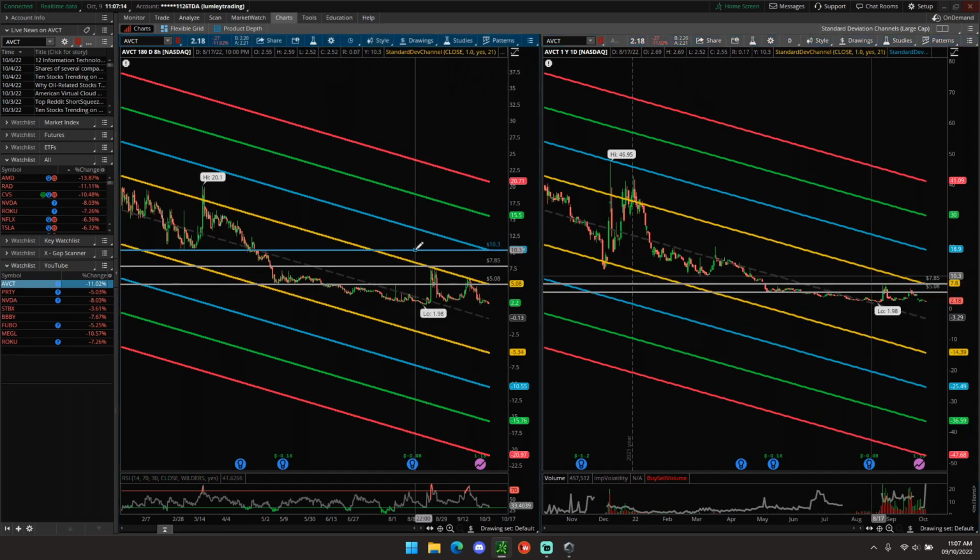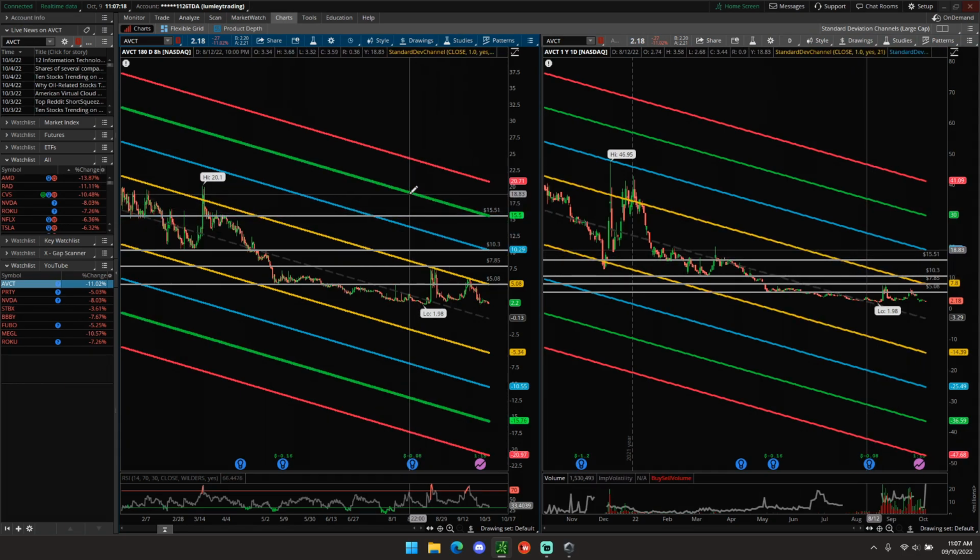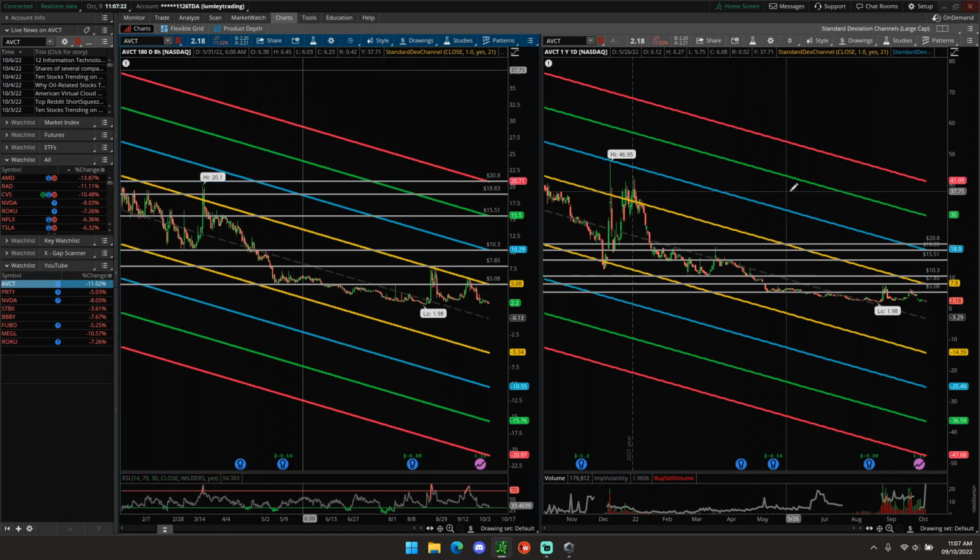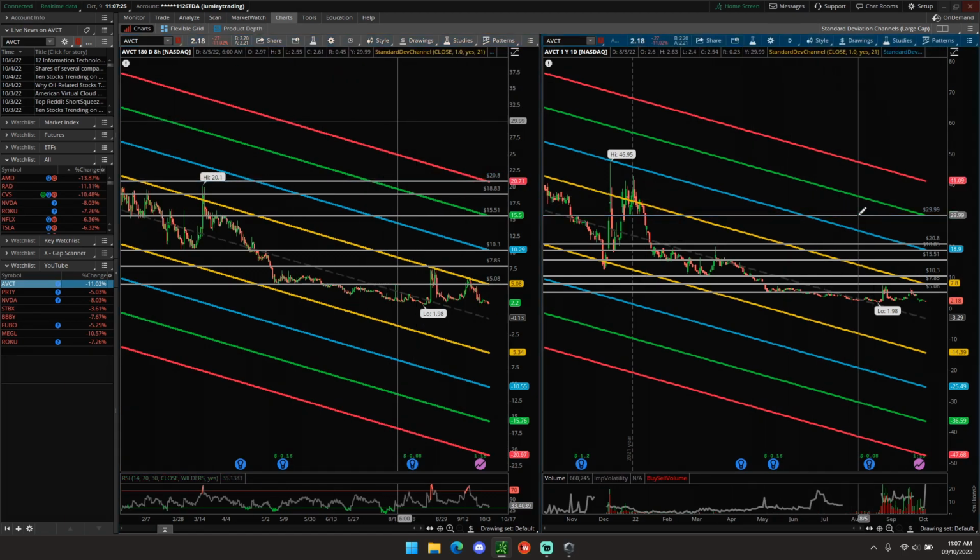Now if we break through that, we'd be looking at 10.30, 15.50, going further 18.75, and then final levels at $20.75, $30, and a final one at $41.